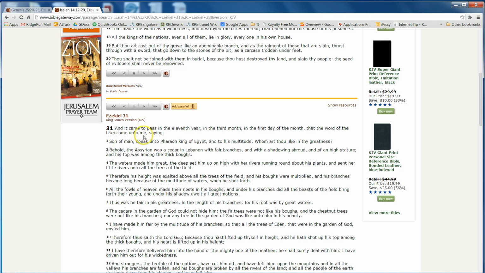Now here's another one, Ezekiel 31. I just did a video on this one, the forest through the trees. "Behold, the Assyrian was a cedar in Lebanon, fair in branches, with shadowing shroud, and of a high stature, and his top was among the thick boughs." Now, if you do a study in the Old Testament, yes, there is a country called Assyria, and yes, there was a king of Assyria, but we're getting a label and a usage that is symbolic.